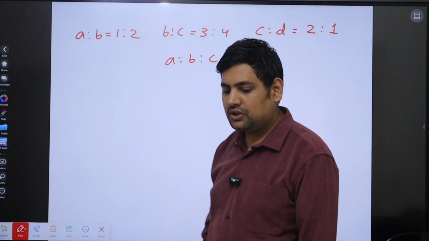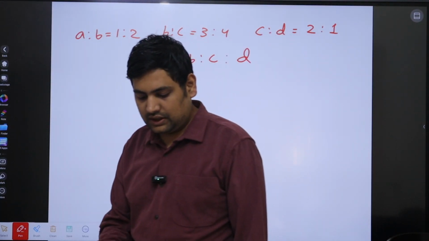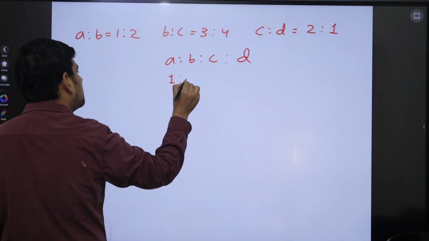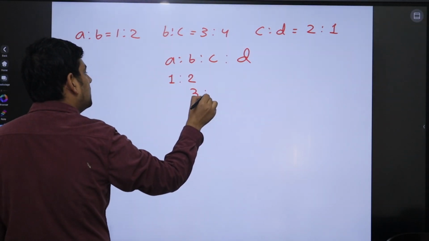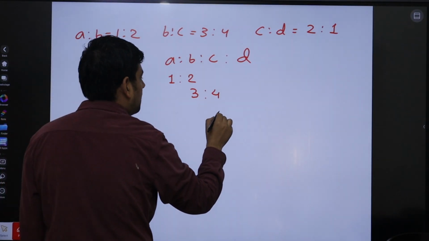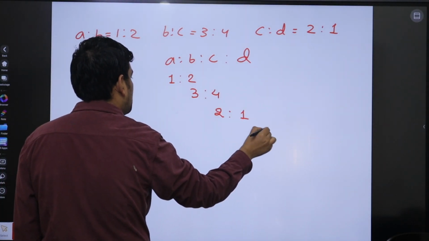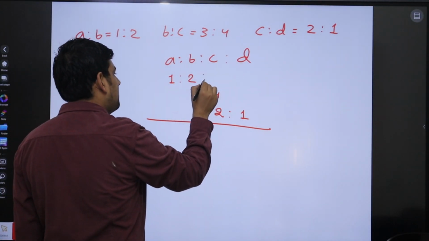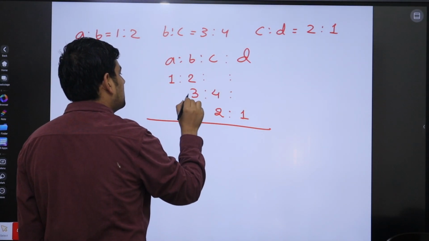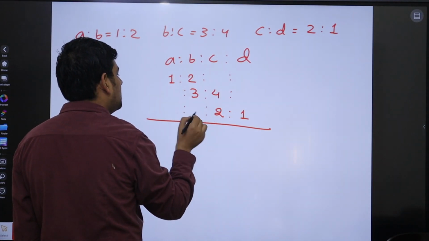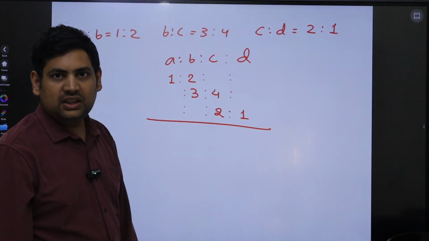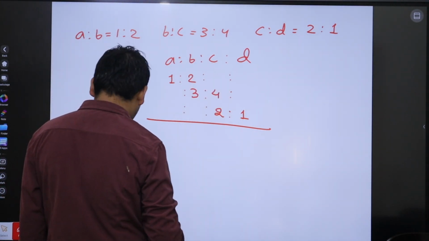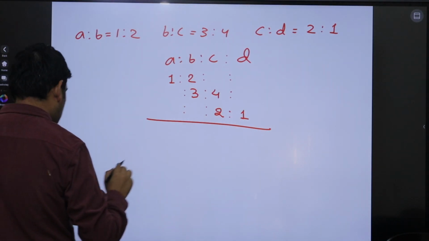Now if this you have to find, what do you have to do? Same way we will go. So this is 1:2. Next is 3:4. Next is 2:1. Correct? Now I have to fill these neighboring places. So how will I fill the neighboring places? Just whatever is in the neighborhood. So I have a blank here, but I have 2 here. So I will fill it with 2.